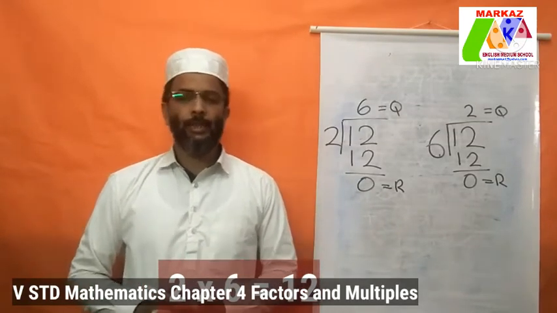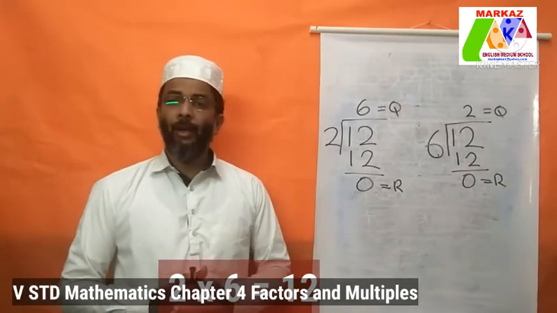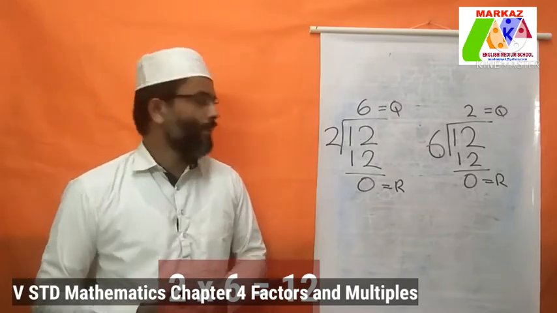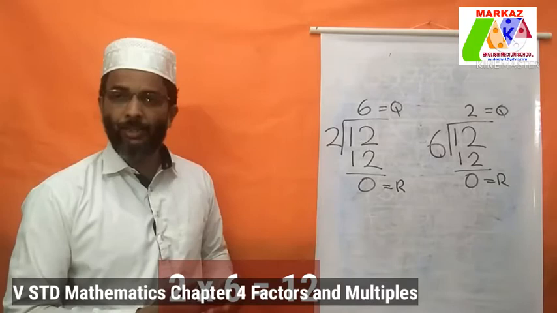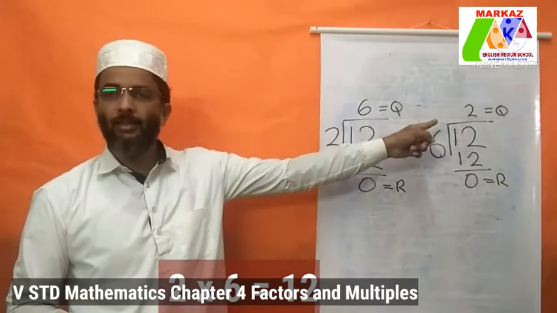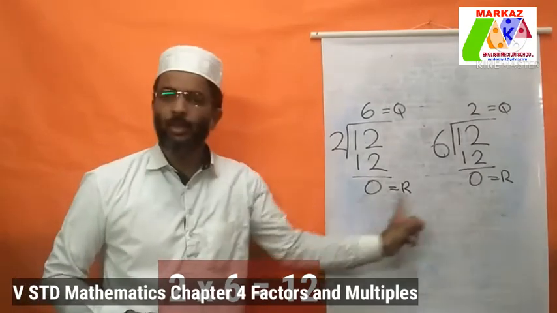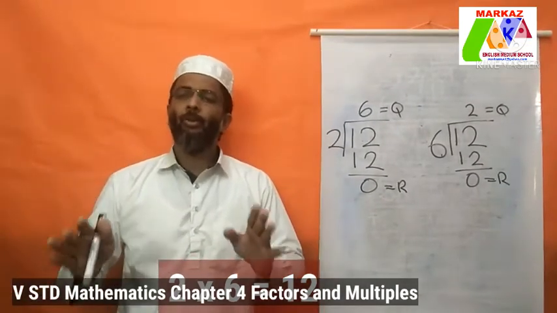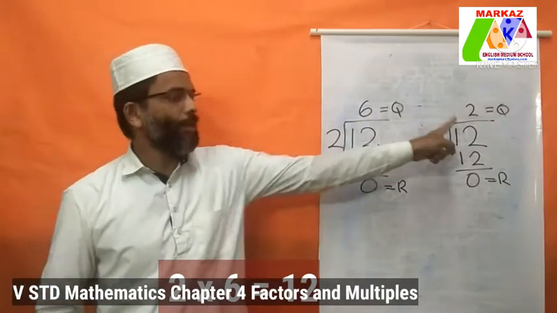Next, second pair. 2 into 6 is 12. Here, when we divide 12 by 2, we get the quotient as 6. If we divide 12 by 6, we get the quotient as 2. In both the cases, the remainder is 0. Therefore, it means that 12 is divisible by 2 and 6.